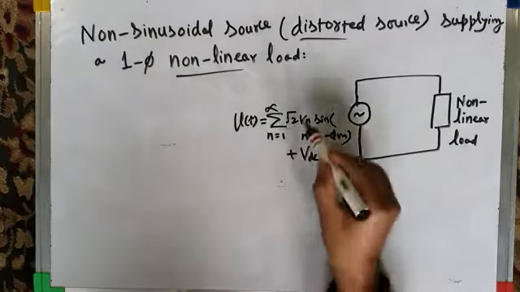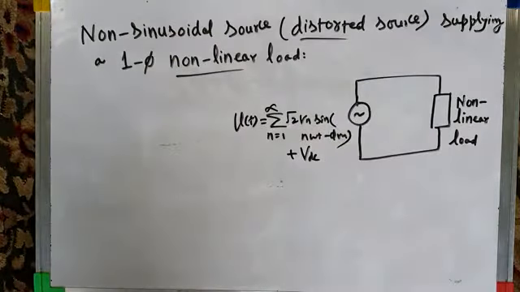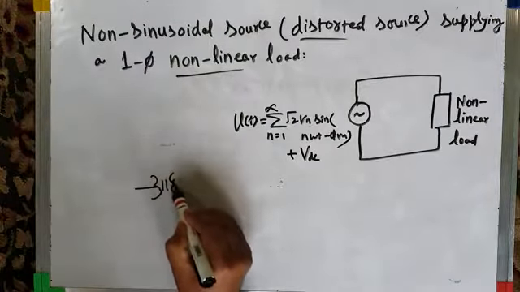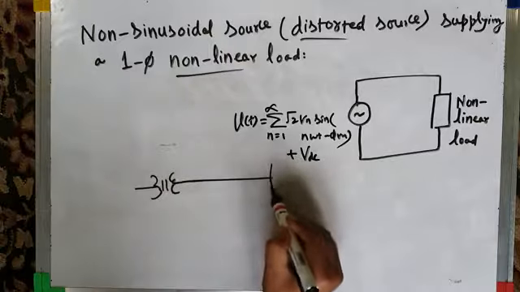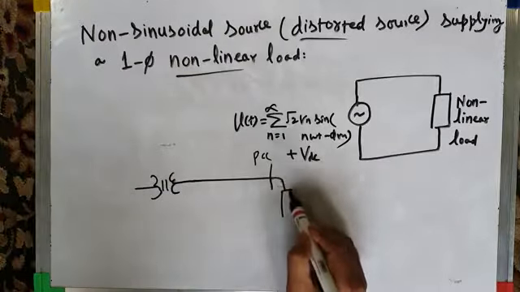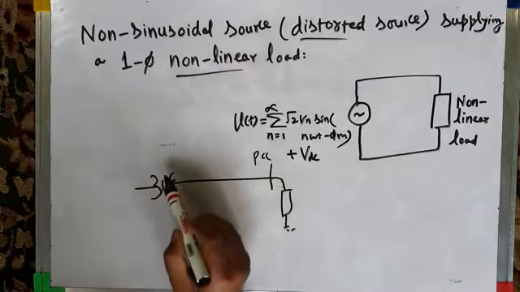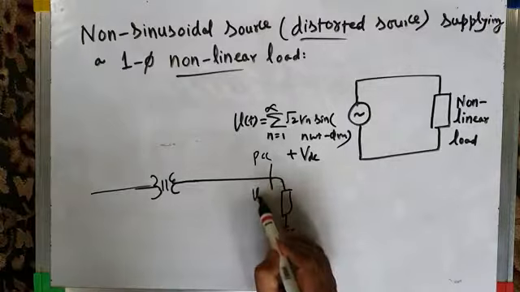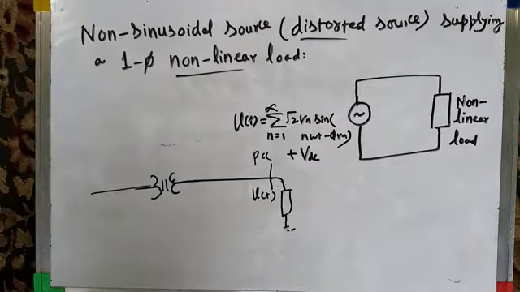What could be the cause of this source voltage being distorted? The cause could be simple. This is your substation transformer and you have a feeder, and this is your point of common coupling where various types of loads are fed. The voltage here at the point of common coupling, this Vt, is distorted. What could be the cause?